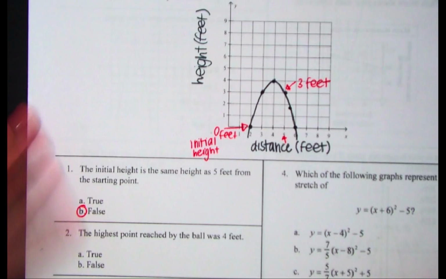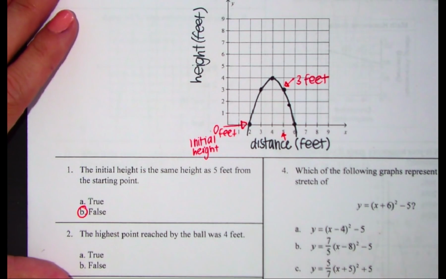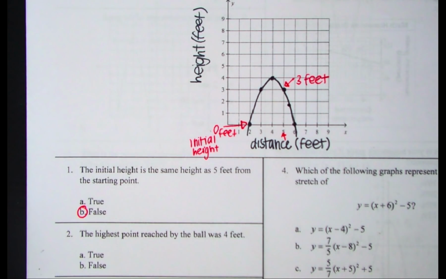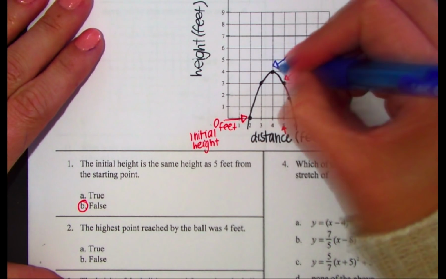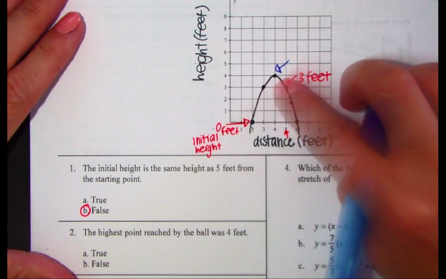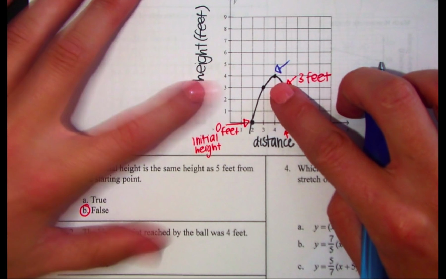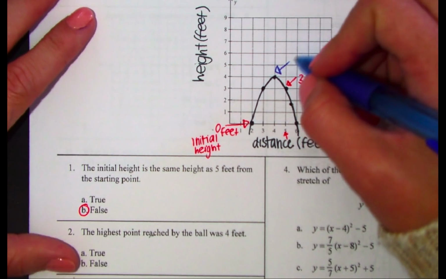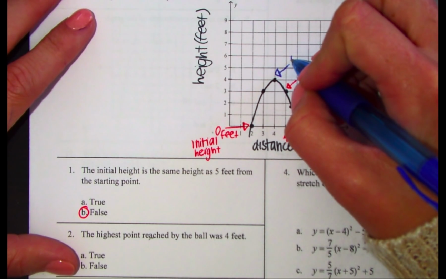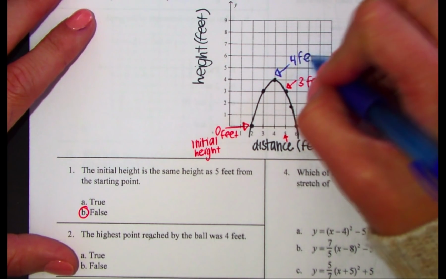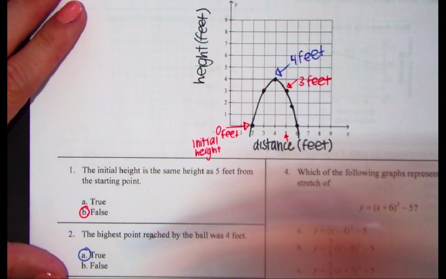The highest point reached by the ball was 4 feet. So if we look here, we can see the highest point in the graph would be here, and that would be at the ordered pair (4, 4). Or we could see that the height is 4 feet. So our highest point is in fact 4 feet. So we will say true.